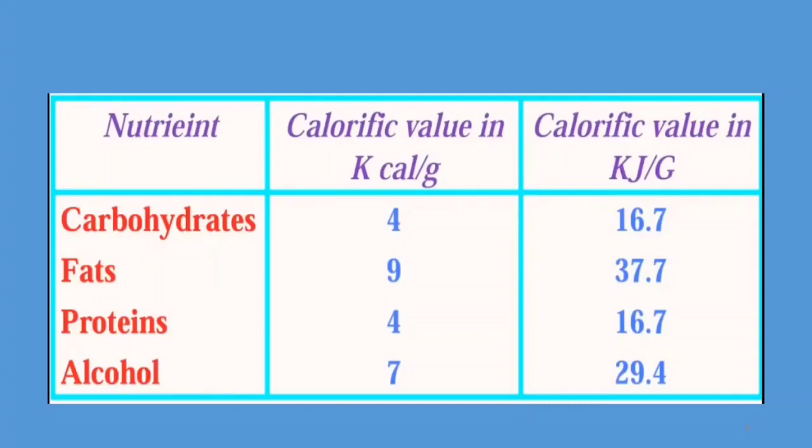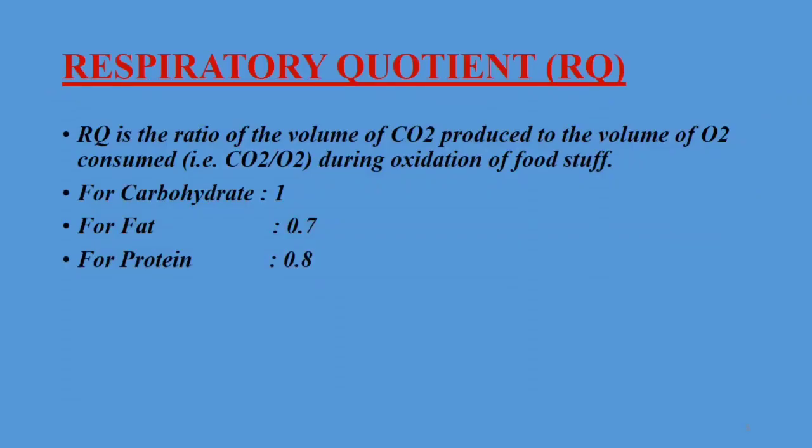Now, another term is respiratory quotient, that is RQ. What is RQ? RQ is the ratio of the volume of carbon dioxide produced to the volume of oxygen consumed during the oxidation of the foodstuff. For carbohydrate, it is 1, for fat, it is 0.7, and for protein, it is 0.8. In carbohydrate, the volume of carbon dioxide produced is equal to the volume of oxygen utilized. So, its RQ is 1.